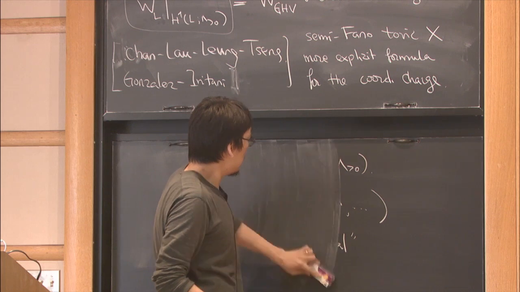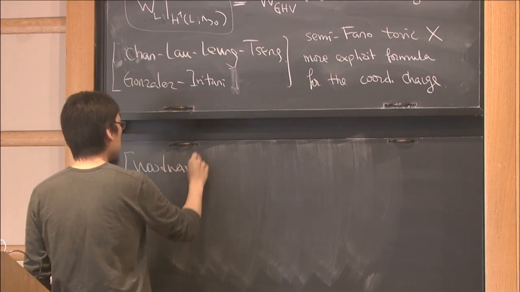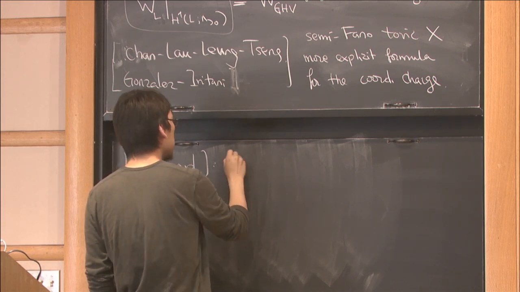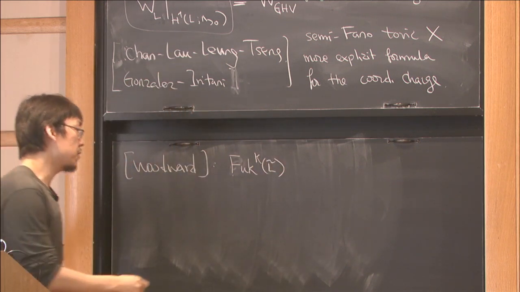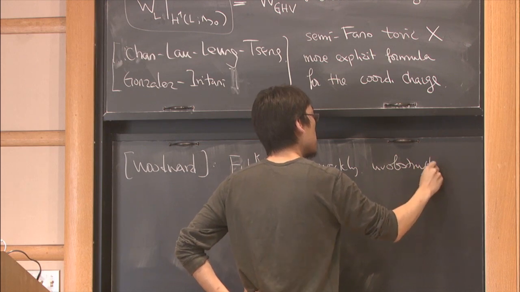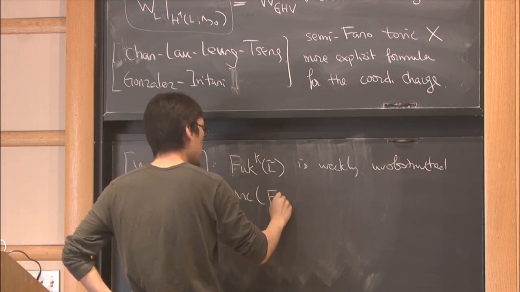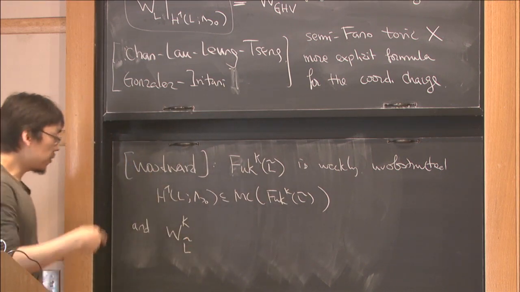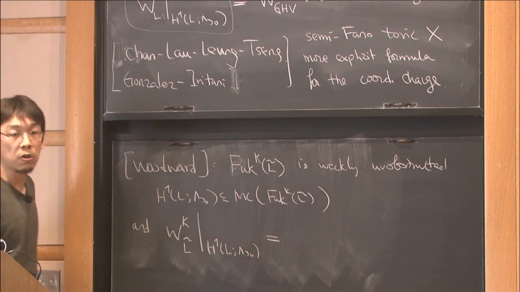So another work that needs to be mentioned is the work of Chris, who showed that for a general toric manifold, the lifting of this, the equivariant theory, is weakly unobstructed. H upper 1 is contained in MC, and the equivariant potential function upstairs restricted to this H upper 1 is exactly the Givental-Hori-Vafa potential.